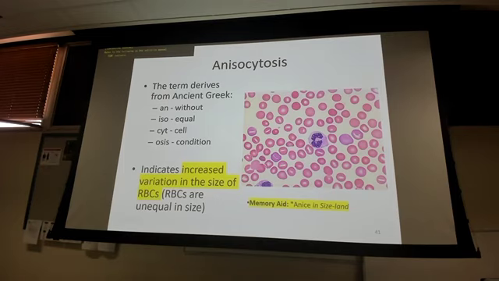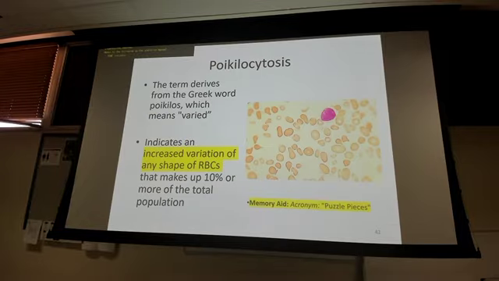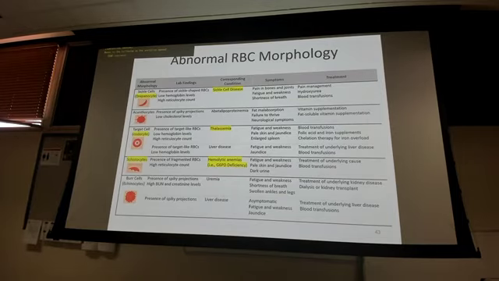Anisocytosis. Do you remember which test that correlated with on the CBC? It started with the R. RDW, that's correct. So increased variation in size of RBCs. Poikilocytosis is just a variation in any shape of RBCs. A lot of times there will be both anisocytosis and poikilocytosis in those anemias. Different shapes and sizes, we've got all kinds of stuff going on. Something's going on with that patient.